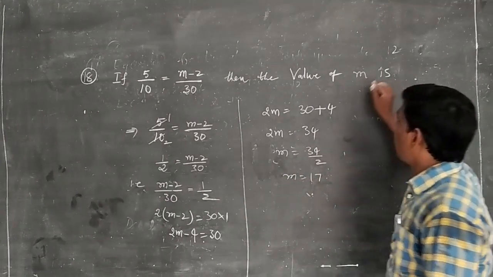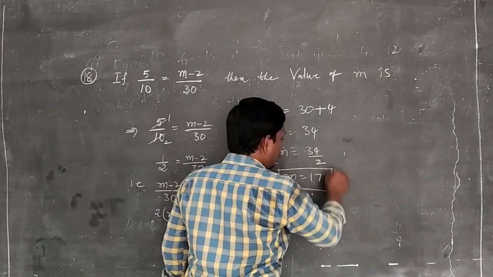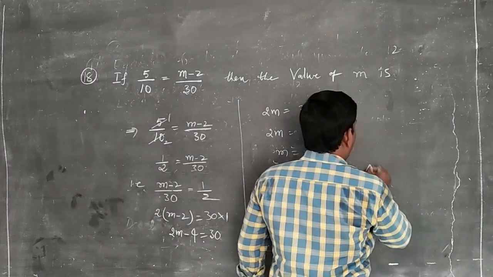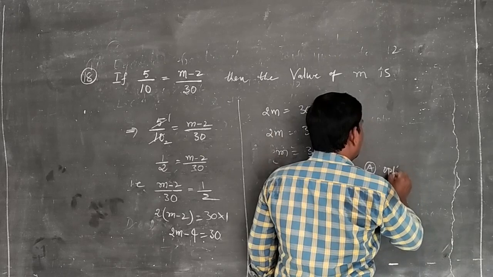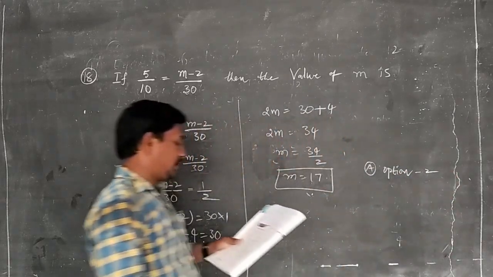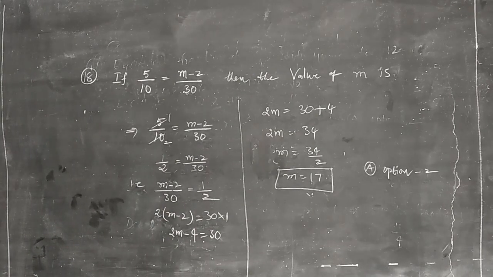So what is the m value? 17. Which option? Second option. Answer is option 2. Next, 19th problem.